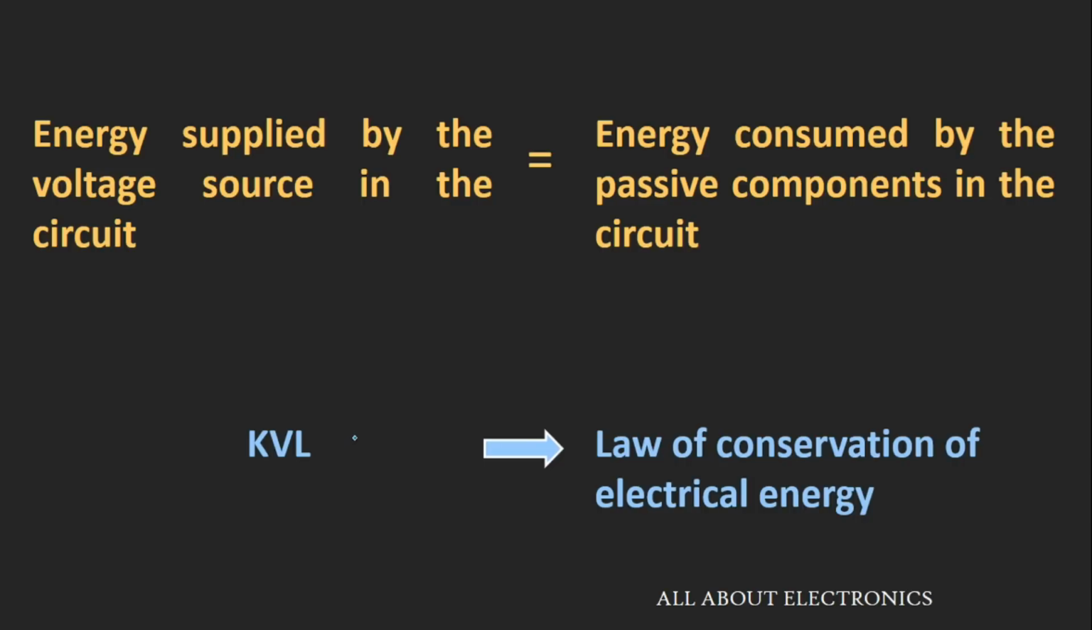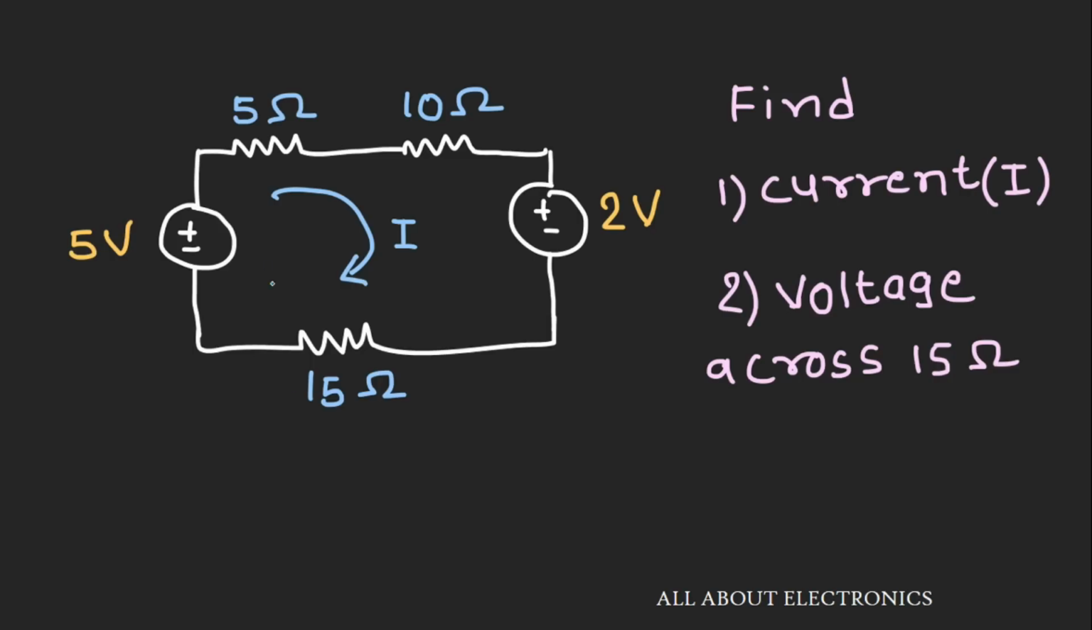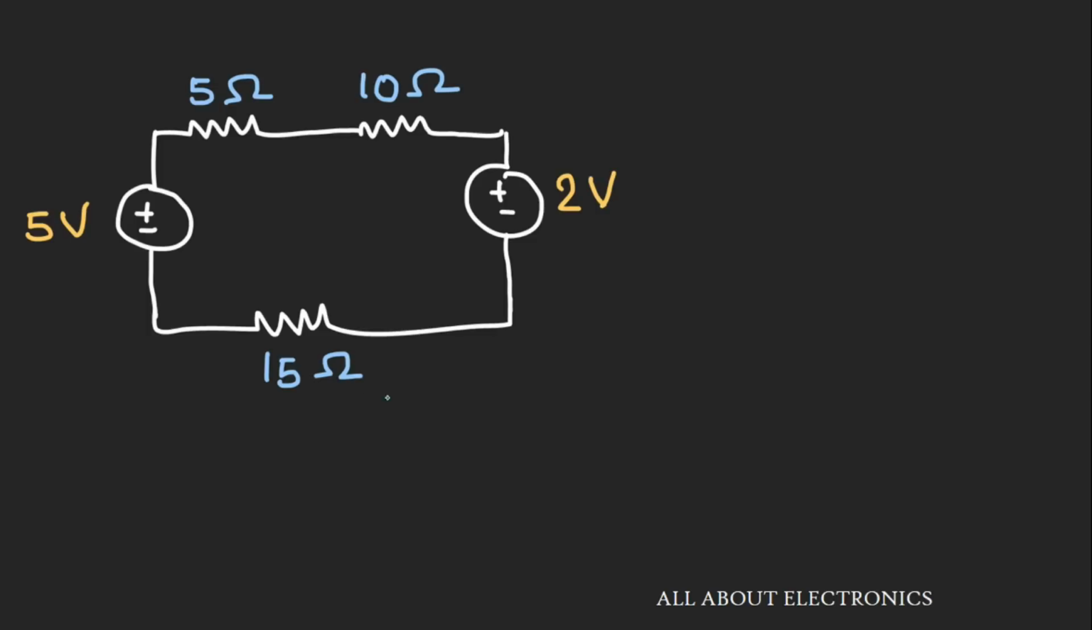Now let's take one numerical and see the application of Kirchhoff's voltage law. Here we are given one circuit which contains two voltage sources and a few resistors. In this circuit, we need to find the current I that is flowing in this circuit and the voltage across this 50 ohm resistor. First of all, let's say the voltage drops across these three resistors are V1, V2 and V3 respectively.